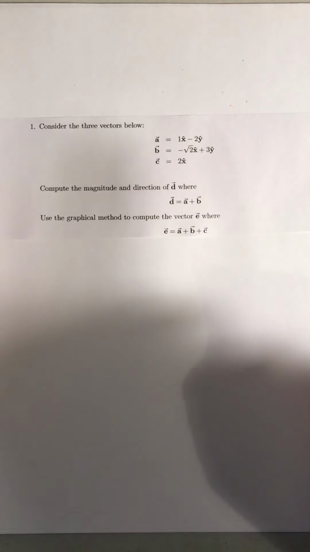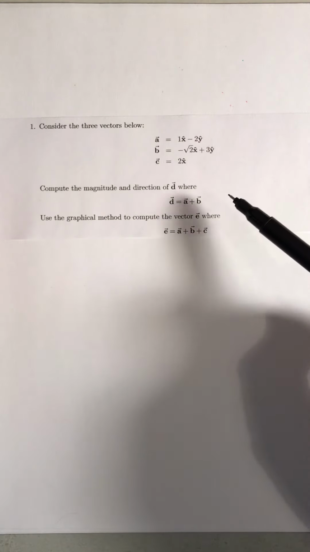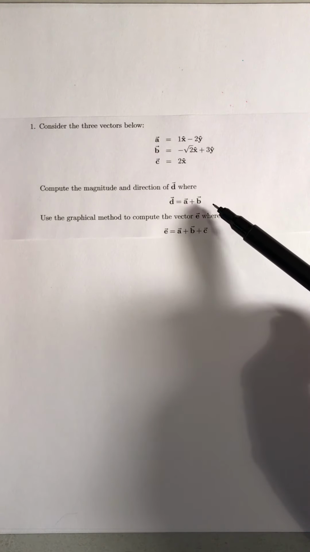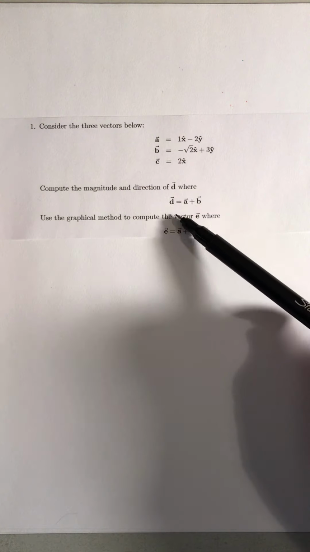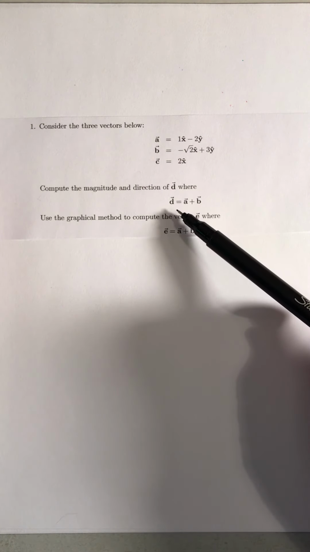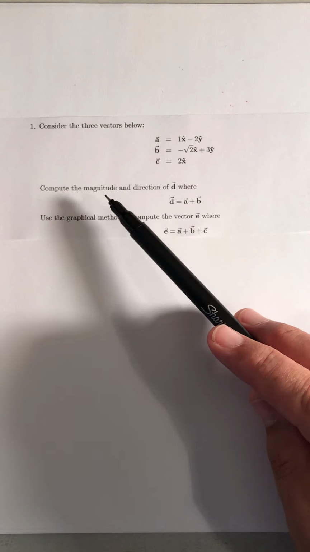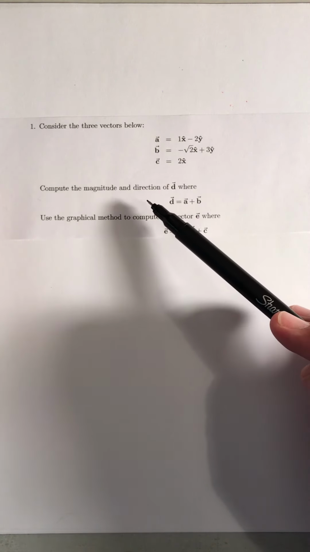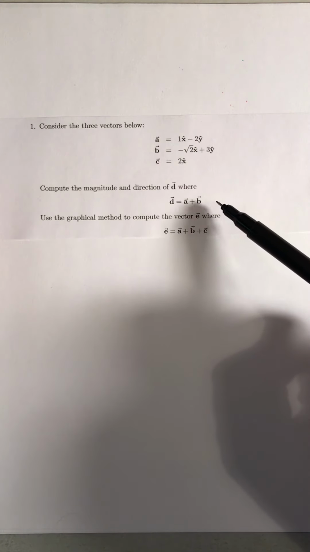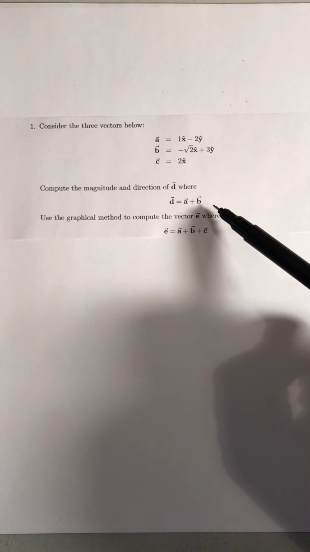Out of those three vectors, we want to do one operation: take vectors A and B and add them together to make a new vector, D, and compute how long that vector D is, what its magnitude is, and what direction it points. This is an example of using the algebraic approach, where you break vectors down into their components.